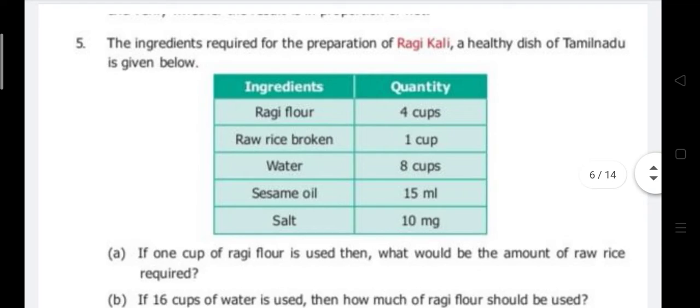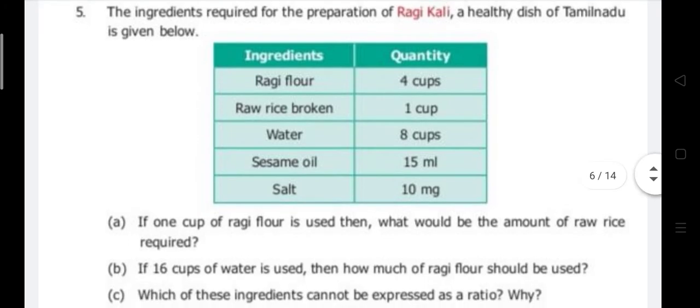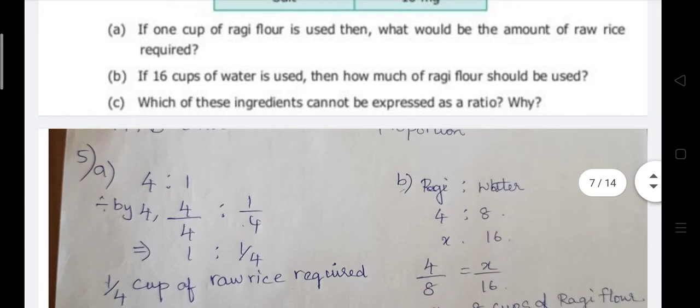The next sum. The ingredients required for the preparation of ragi kali, a healthy dish of Tamil Nadu, are given below. Ragi flour 4 cups, raw rice broken 1 cup, water 8 cups, sesame oil 15 ml and salt 10 mg. If 1 cup of ragi flour is used, then what would be the amount of raw rice required? Write the ragi flour and raw rice as a ratio, that is 4 is to 1.